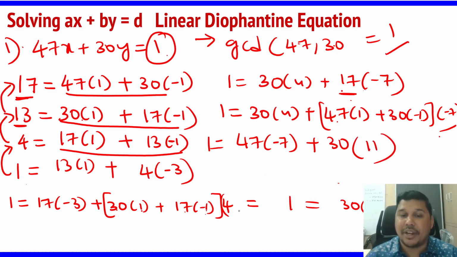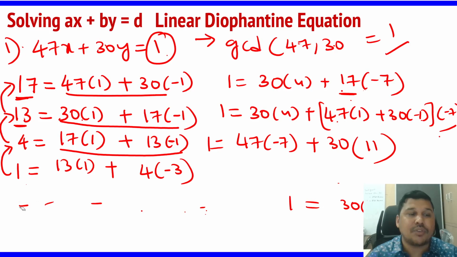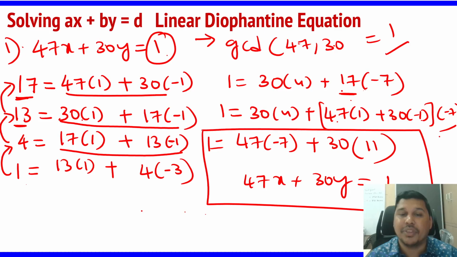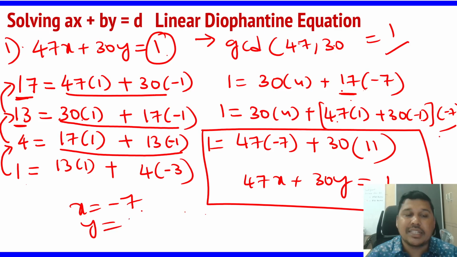Now if you observe the question that was given to us, if you compare this with the question, we were given 47x plus 30y is equal to 1. So we got the same equation, right? These two things which we derived. From this, x value is minus 7 and y value is 11.